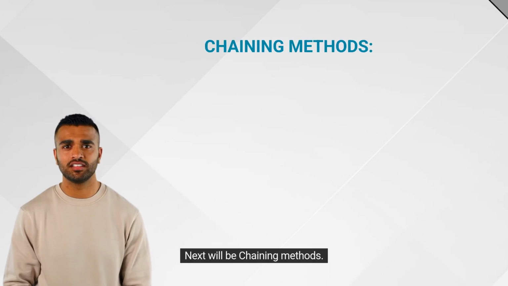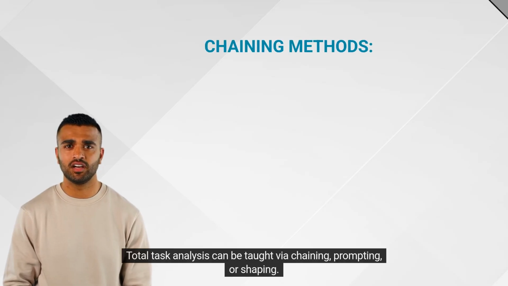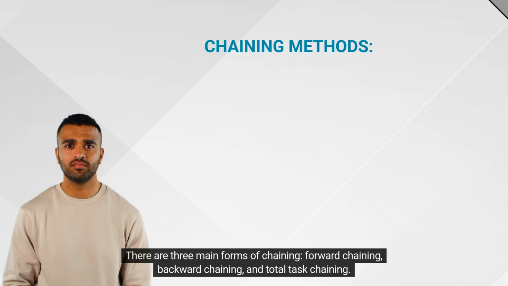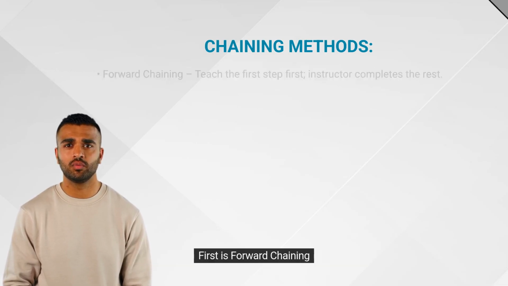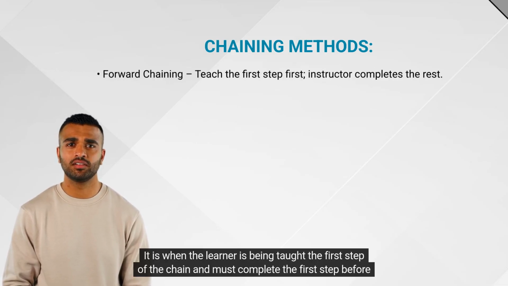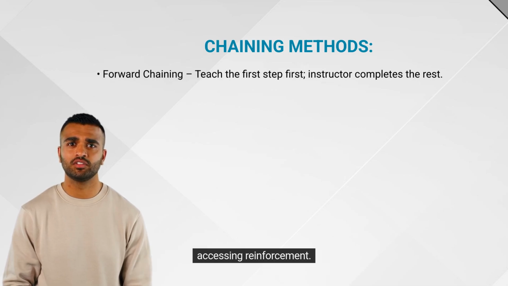Next will be chaining methods. Total task analysis can be taught via chaining, prompting, or shaping. There are three main forms of chaining: forward chaining, backward chaining, and total task chaining. First is forward chaining. It is when the learner is being taught the first step of the chain and must complete the first step before accessing reinforcement.